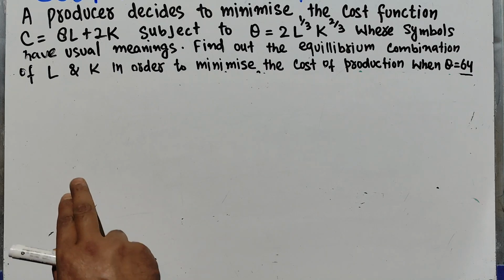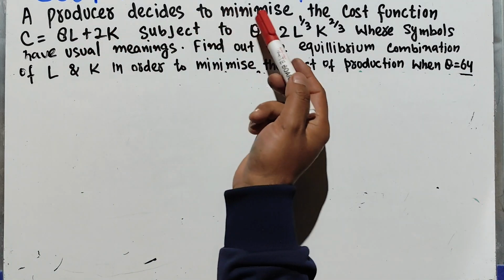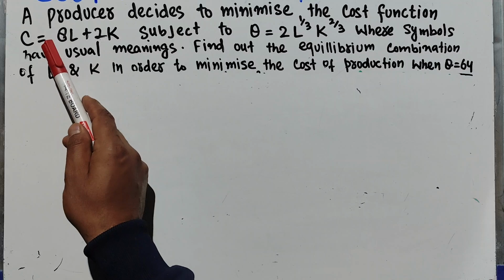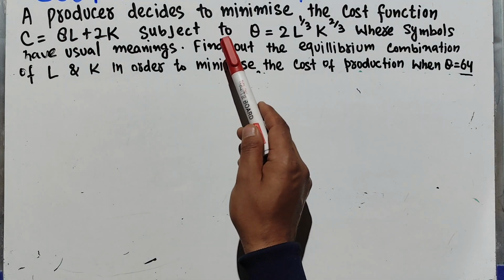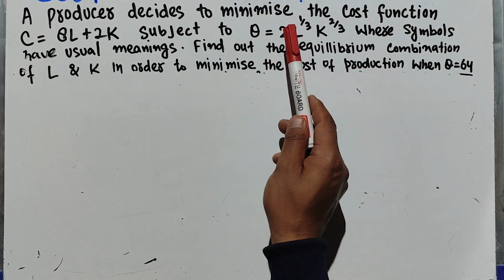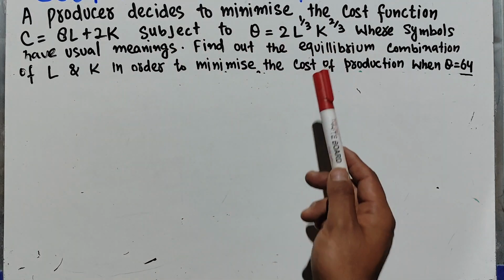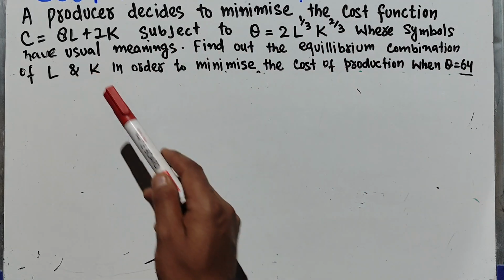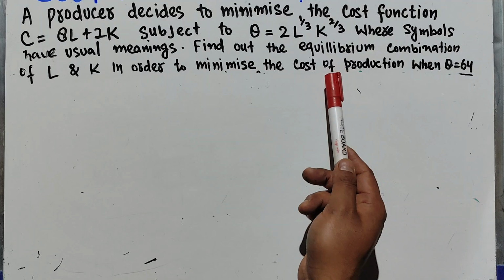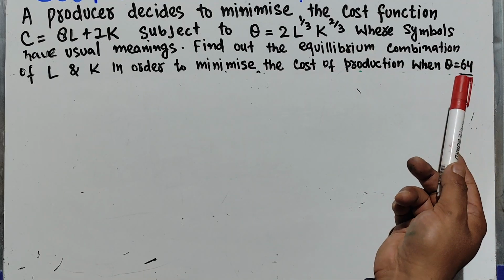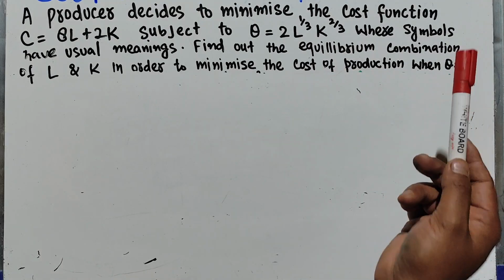Question on cost minimization. A producer decides to minimize the cost of production C = 8L + 2K, subject to Q = 2L^(1/3) K^(2/3), where symbols have usual meanings. We have to find the equilibrium combination of labor and capital in order to minimize the cost of production when the firm produces 64 units of output.